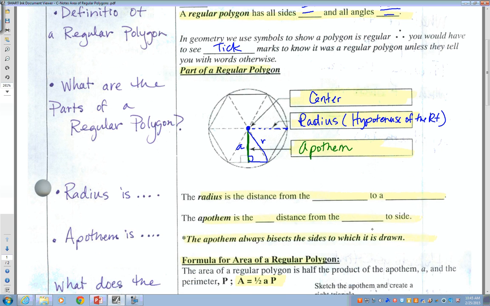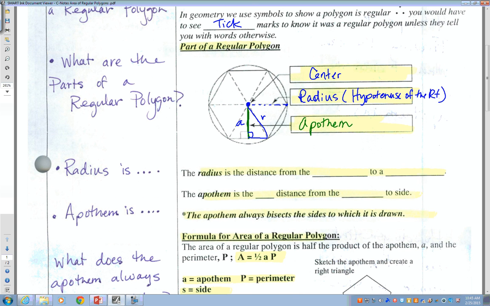So you've got to know where each part is always going to be in the regular polygon based on its meaning. The radius is the distance from the center to a vertex. Some people like to look at it as the corner of the polygon. Vertices are your corners, where the segments meet, where your sides meet. The apothem is the perpendicular distance. It always has to be perpendicular from the center to the side.